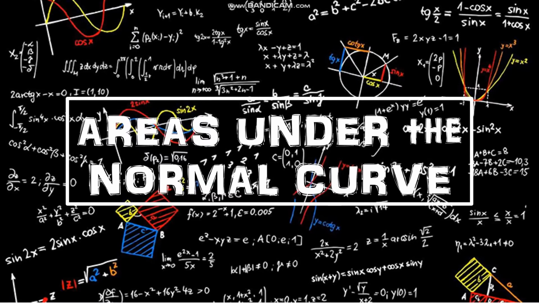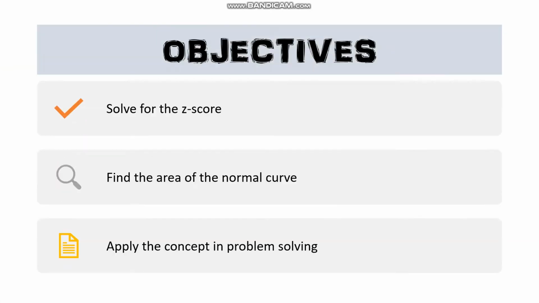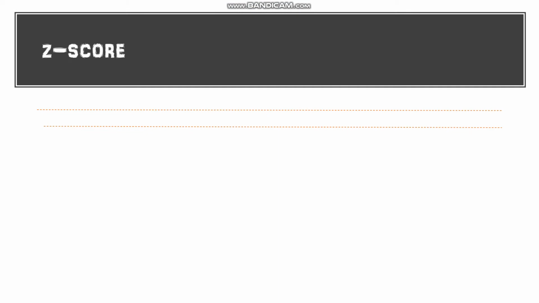Good day everyone, in this tutorial we are going to discuss the areas under the normal curve. At the end of this tutorial you will be able to solve for the z-score, find the area under the normal curve and apply the concepts to problem solving. Now, let us move on to finding the z-score.